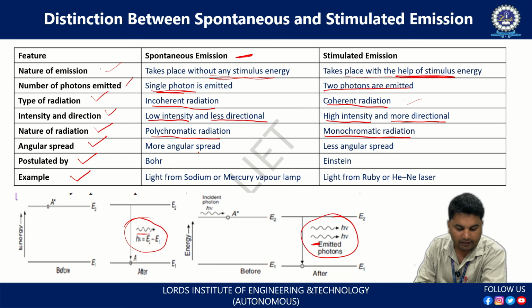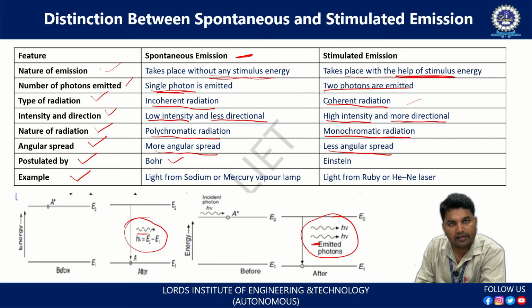Angular spread. More angular spread will be observed in spontaneous emission, whereas less angular spread can be seen in stimulated emission. As you can see, this was postulated: spontaneous emission is postulated by Niels Bohr, whereas stimulated emission is postulated by Albert Einstein.